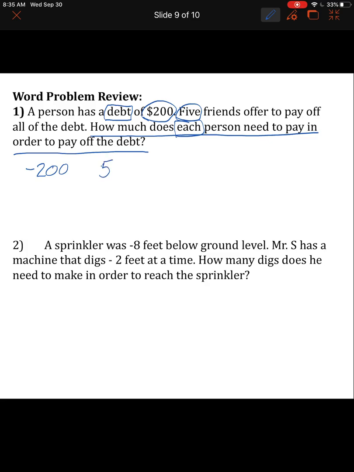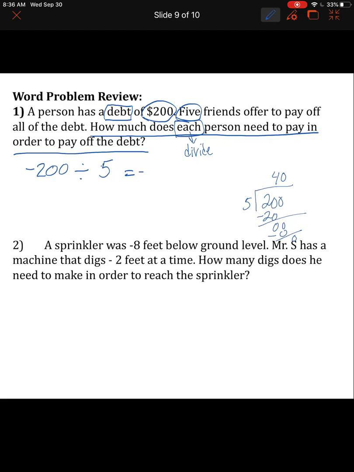5 friends are offering to pay the debt. Okay, so each is telling us we need to divide because we need to figure out how much money one person is paying. Okay, so we got 200 divided by 5. 5 cannot go into 2. 5 can go into 20 4 times. 5 can't go into 0, and we're done.